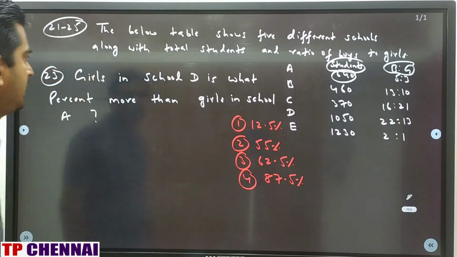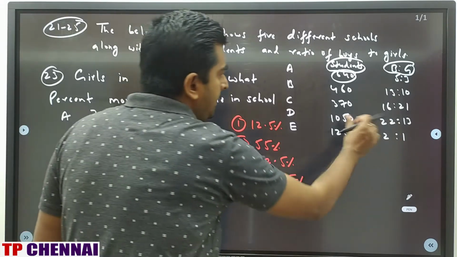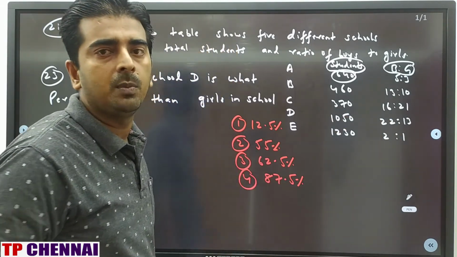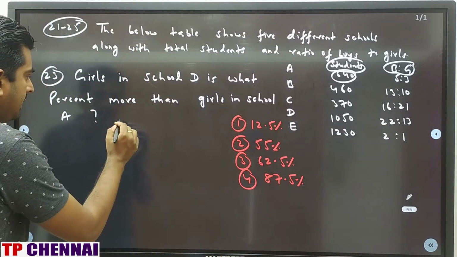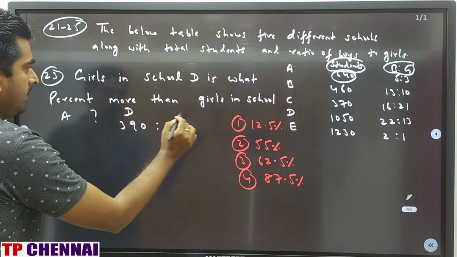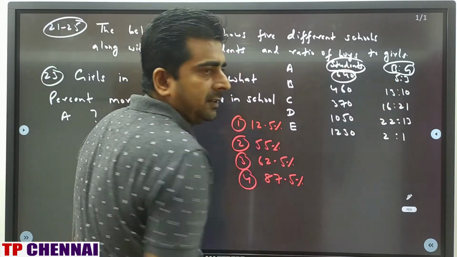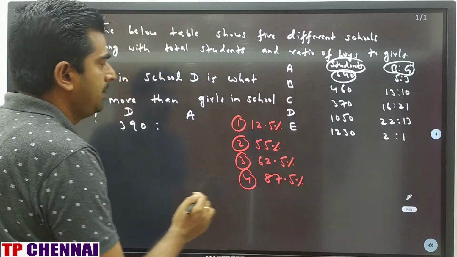Now we see 23. Girls in school D is what percent more than girls in school A? D, what is the value? 35 part is 1050. 1 part is how much? 30. Girls is 30. So 390. This is in school D. School A. 8 part is 640. 1 part is 80. 3 part is 240.